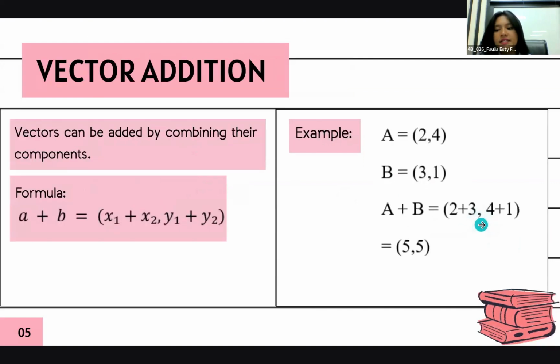Now, let's learn about factor addition. Factors can be added by combining their components. For example, 4, 2 plus 1, 5. What should we do? Add its components. Correct. So the answer is 5, 7.